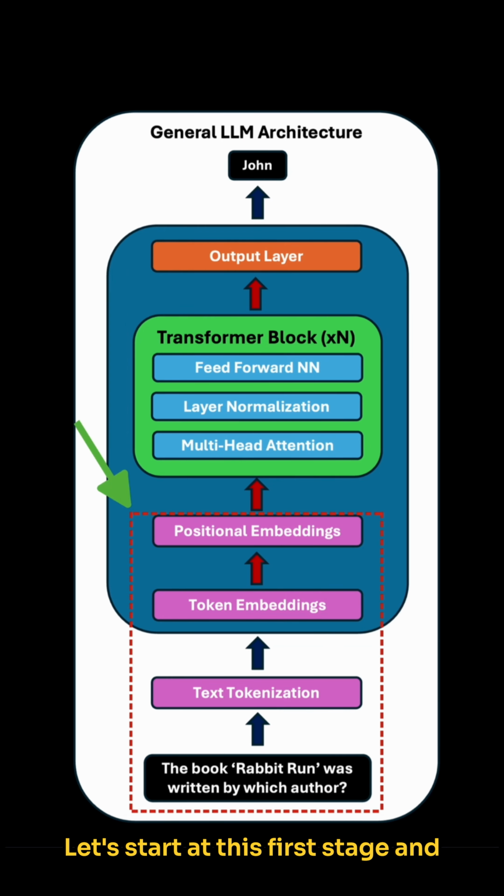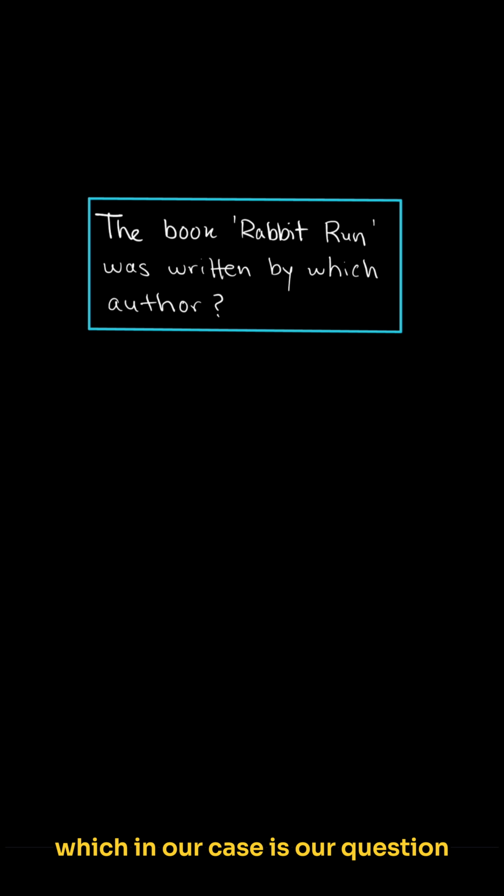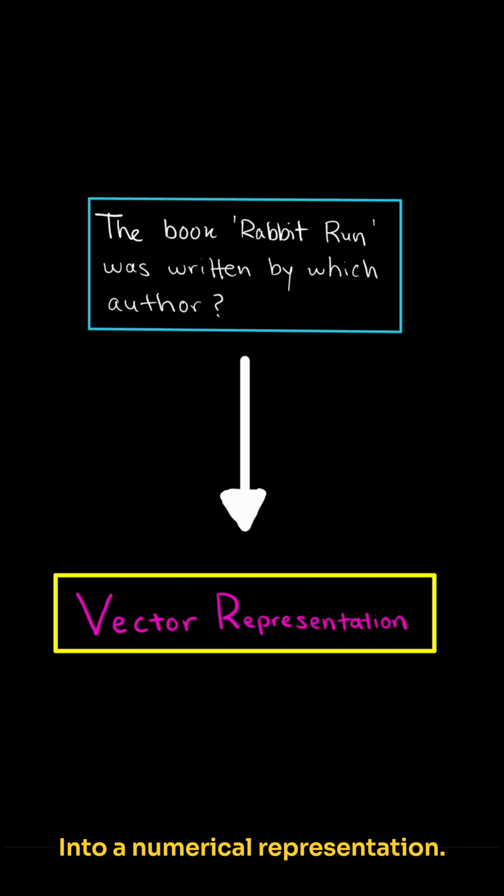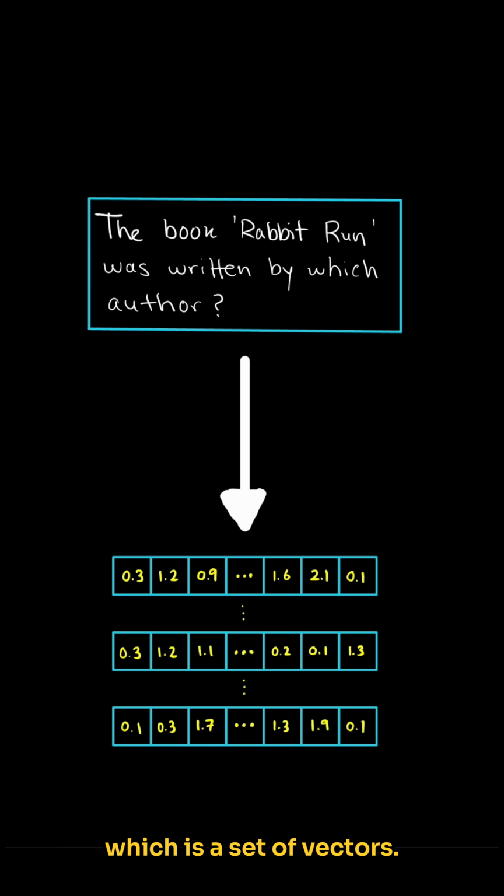Let's start at this first stage and follow our question through this process to find out what happens. Please note that in this video I will use words in place of tokens to make explanations easier to understand. So to begin, we must first convert our raw textual input, which in our case is our question, into a numerical representation the model can understand, which is a set of vectors.